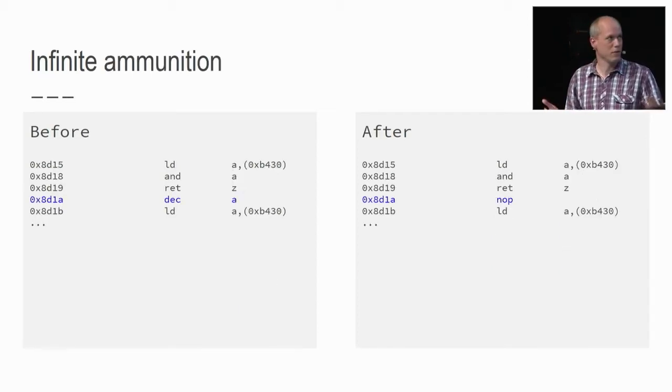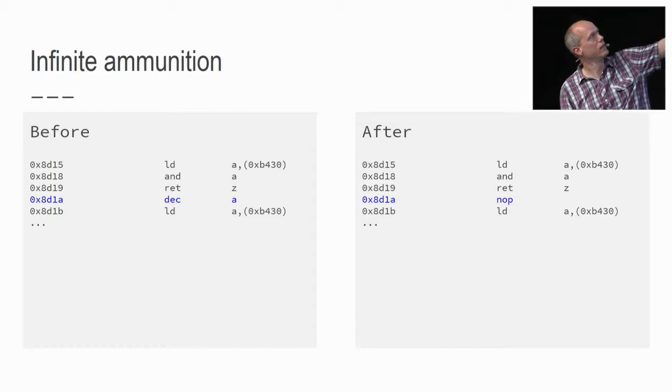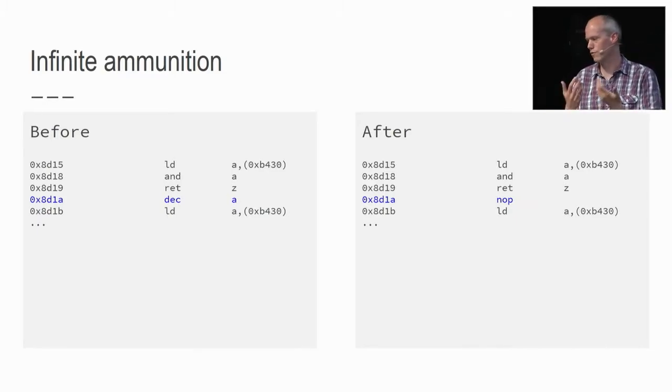Infinite ammunition is another relatively simple one. Every time you press the fire button, you go into this routine. It loads the current value of your number of grenades. It checks to see whether it's 0. If it is, break out of the routine, you don't throw a grenade. Then it decreases it and stores it back into memory. And again, all we do is we change the decrease to a no-op, so you're never actually losing grenades. You've always got full grenades.